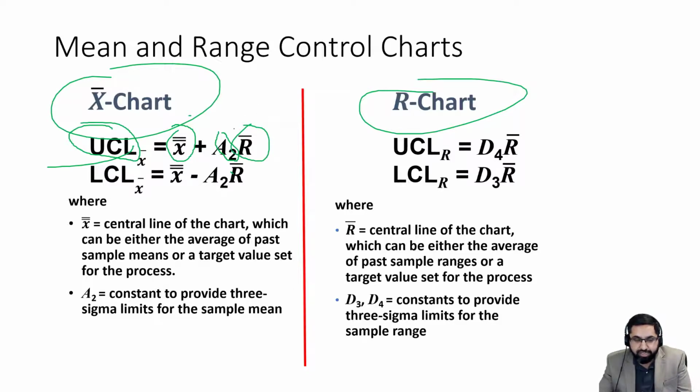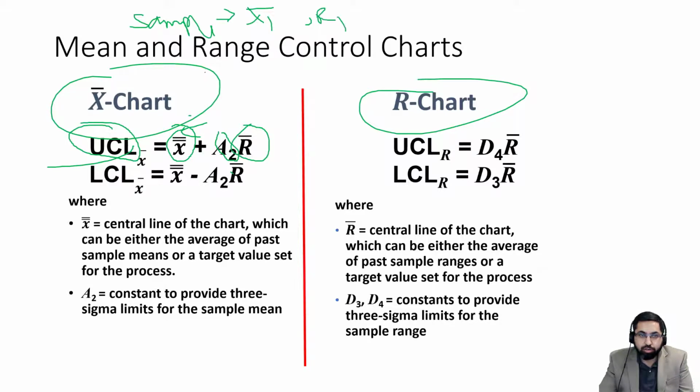So if you take multiple samples, you have a range for each sample. The average range is what's R bar. X bar bar is the average of the averages of each sample. So that's why it's X bar bar. Each sample, right? Sample 1 will give you X bar 1, R1. Sample 2 will give you X bar 2, R2, and so on for sample 3. If you average out all of the R from multiple samples, you would get R bar here.